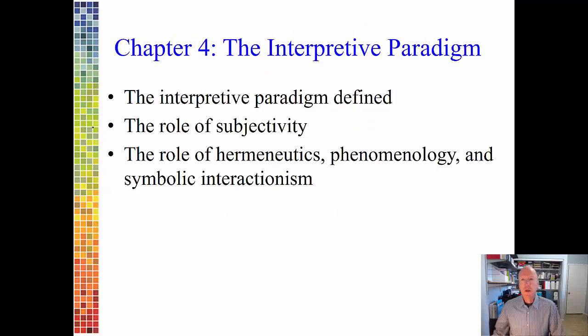Then chapter 4 is a second paradigm, the interpretive paradigm. So we'll define this paradigm, we'll discuss the role of subjectivity in this paradigm, and so this is basically looking at how is the researcher involved in what he or she is researching, what role does that person have, and how can they be objective versus subjective. Then we'll also talk about the role of hermeneutics, phenomenology, and symbolic interactionism in chapter 4.